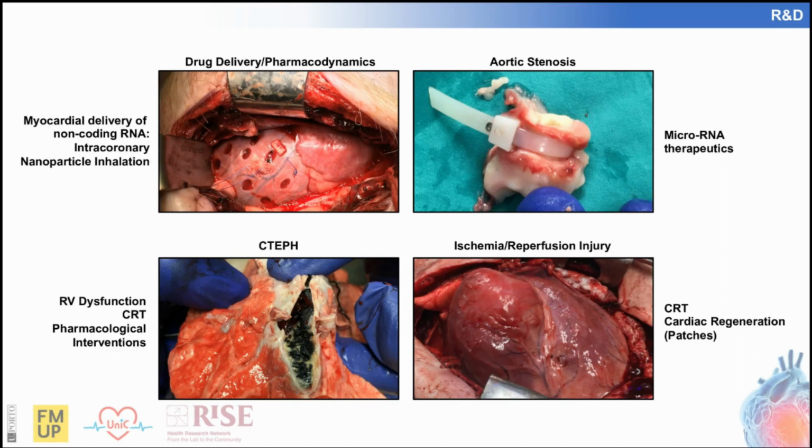In terms of animal models, we focus on both left heart disease, including ischemia, reperfusion injury, and aortic stenosis, and right heart disease, using a model of chronic thromboembolic pulmonary hypertension and a model of pulmonary artery banding.